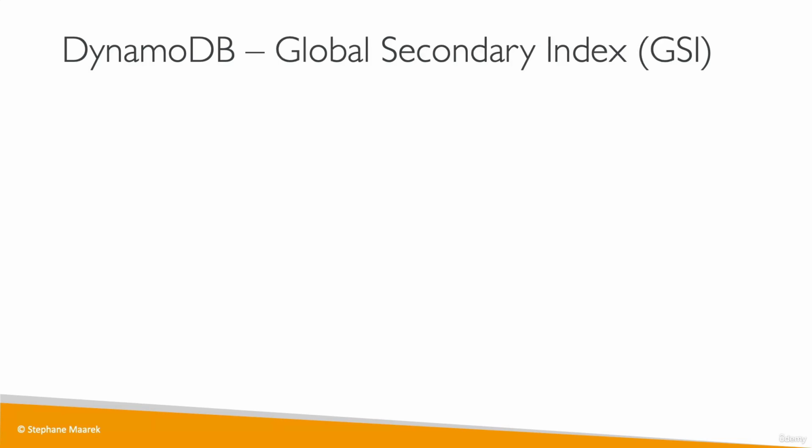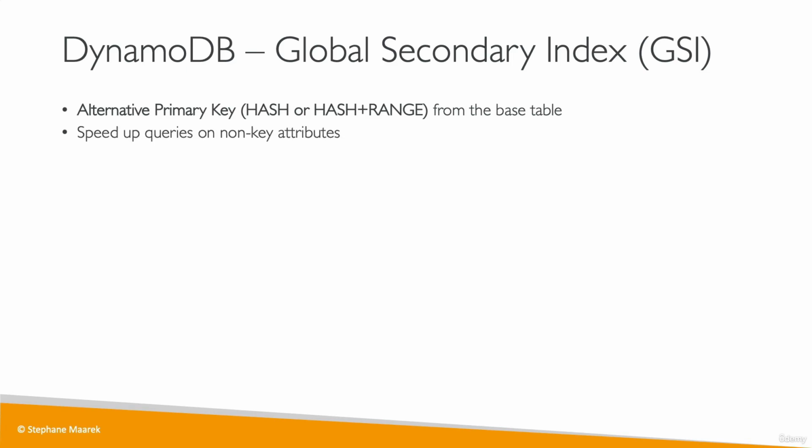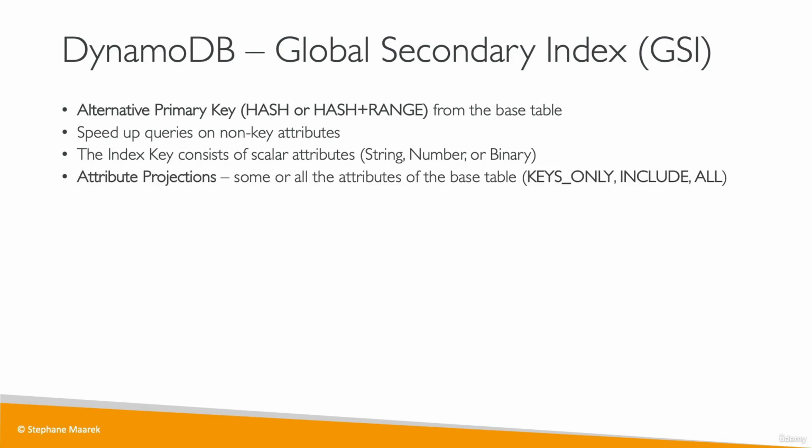Next, we have GSI, or Global Secondary Indexes. So this is going to give you an alternative primary key. So you could have a different hash key, a different partition key, or you can have a different hash key and sort key as well from the base table. So this is helpful if you wanted to speed up queries on things that are non-key attributes within your table. So the index can consist of scalar attributes, so string, number, and binary. And again, you can specify which attributes you want to project on that index.